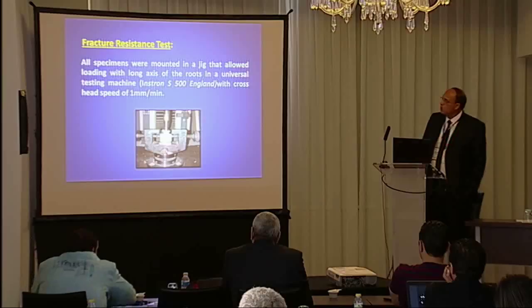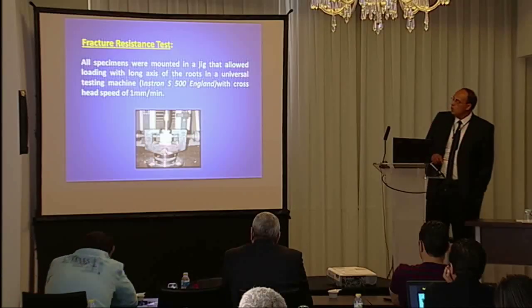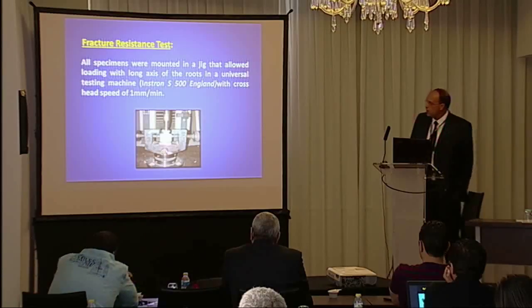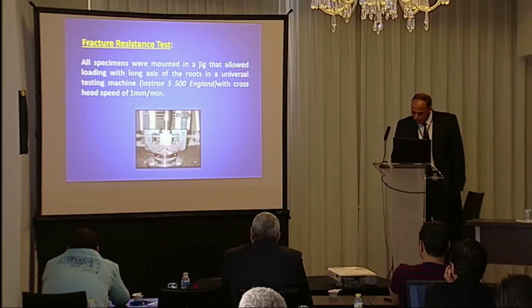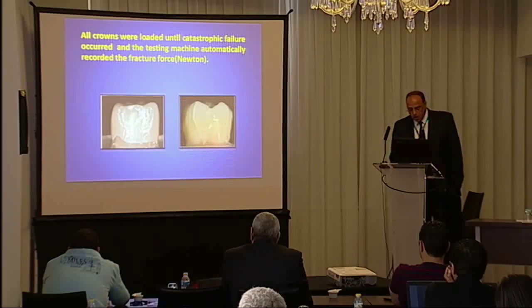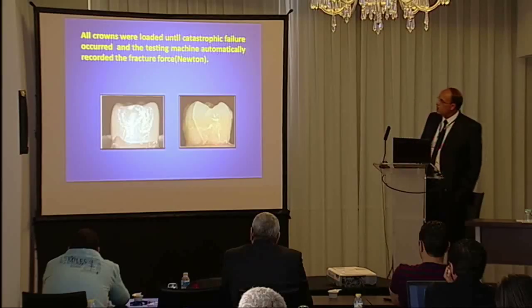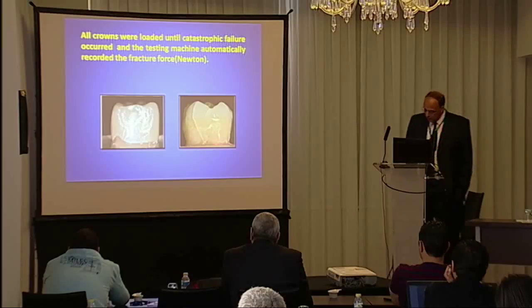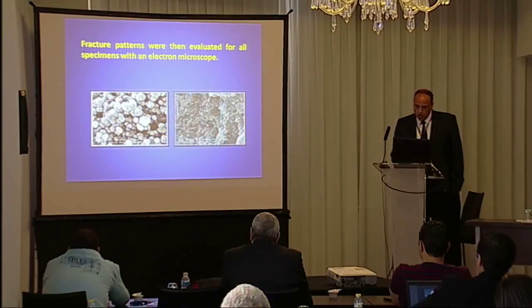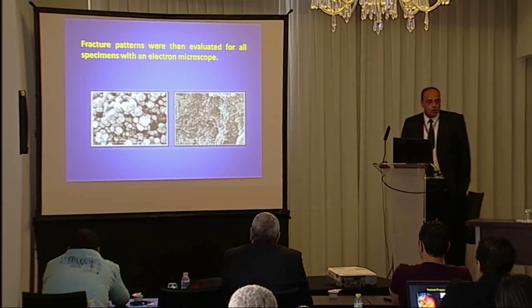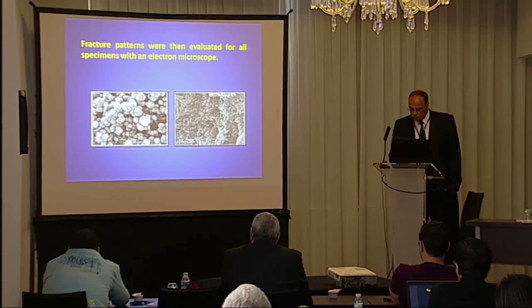The specimens were mounted in a jig that allowed loading along the long axis of the root in a universal testing machine with a crosshead speed of 1 millimeter per minute. All crowns were loaded until catastrophic failure occurred, and the testing machine automatically recorded the fracture force in Newtons. Fracture pattern was then evaluated by electron microscope.